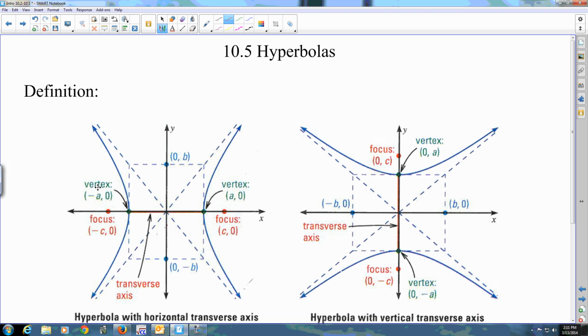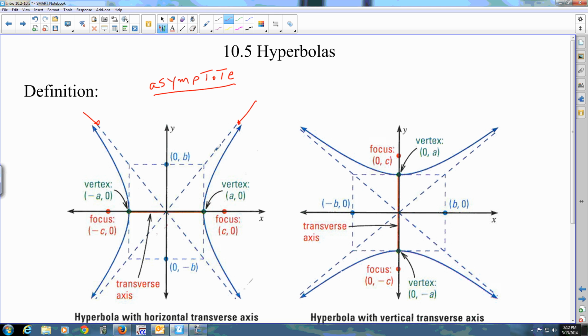Some words you should recognize are a vertex and a focus. Now there's going to be some different pieces of vocabulary. These two things here are asymptotes. There's more than one, so it's plural. Each one is an asymptote.